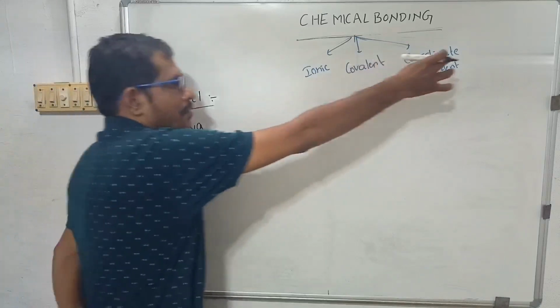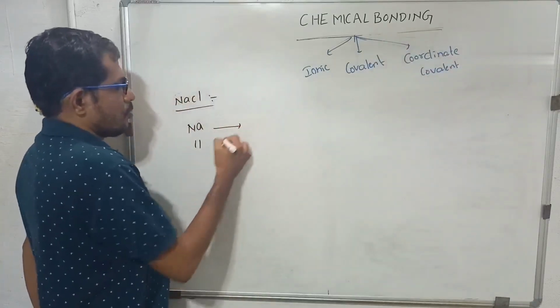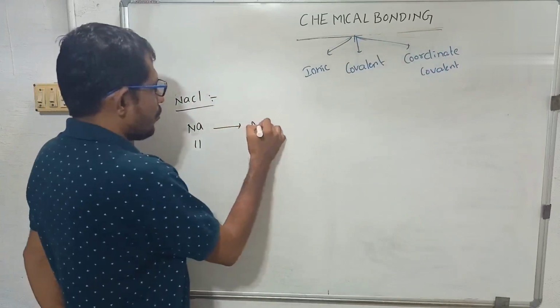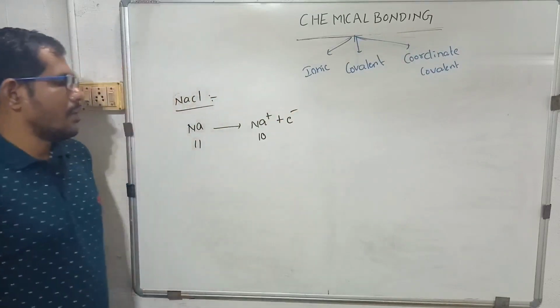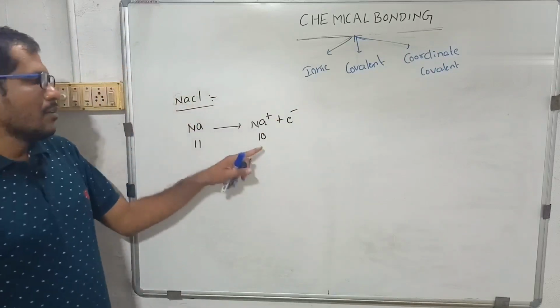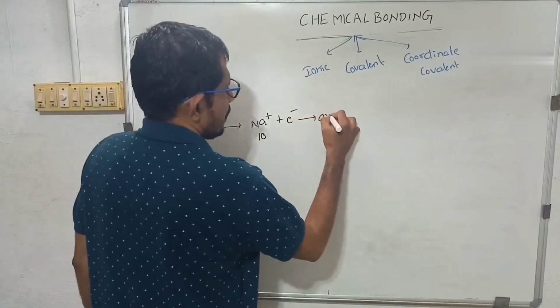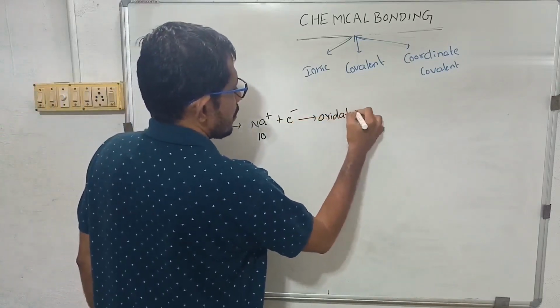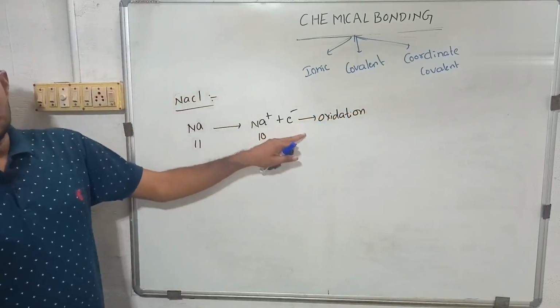What is the stable configuration? 10. So to become stable, it is going to lose 1 electron, and now it has 10 electrons. So the metal loses electrons. This losing of electrons is called an oxidation reaction. So the metal undergoes an oxidation reaction and loses 1 electron.